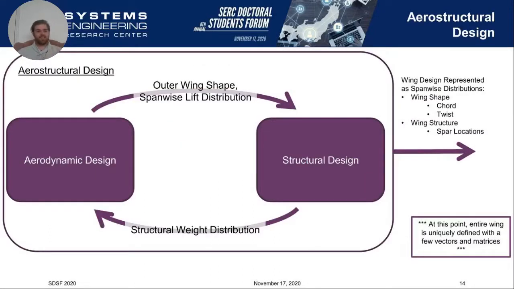Now, combining these into a single aerostructural design, I have my aerodynamics design, which gives me my outer wing shape, and I have my structural design, which gives me my internal wing structure. I can iterate between those two, where I give the outer shape to my wing structure designer and I give my wing weight to the dynamic designer and converge on a solution. And what I converge on in the end is really not a CAD model at all. It's just a couple vectors defining my twist and my chord, and maybe a matrix defining where my spar locations are going to be. So I really haven't come up with a 3D model at this point, just a low order representation of that.